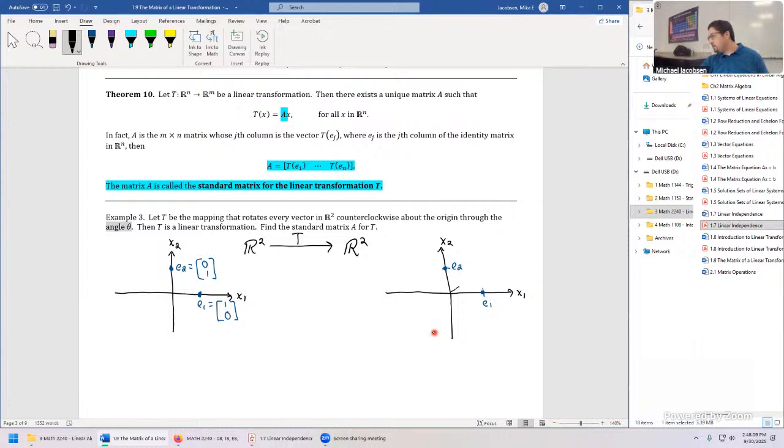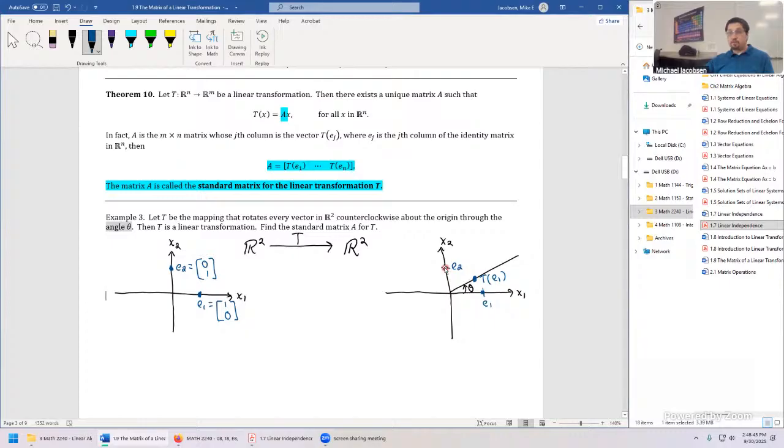So I'll let this, looks like 30 degrees, but maybe it's 31 degrees, who knows? Here's my angle theta. I'll indicate it maybe this way. So I'm rotating the vector E1 by that angle theta. All vectors are just rotating that way in the plane. So E1 moves around to this spot. We'll call it T of E1. If we can say what T of E1 is, our job is done.